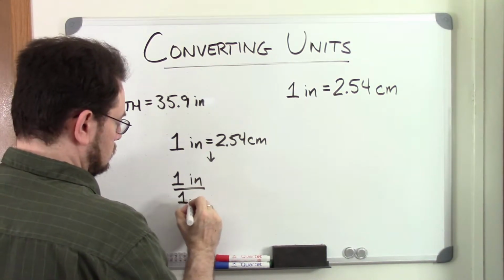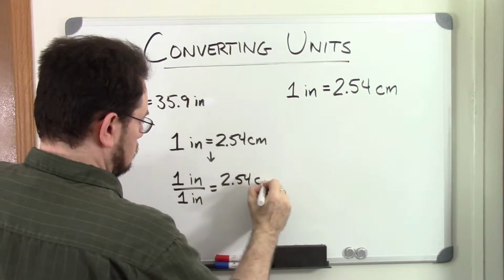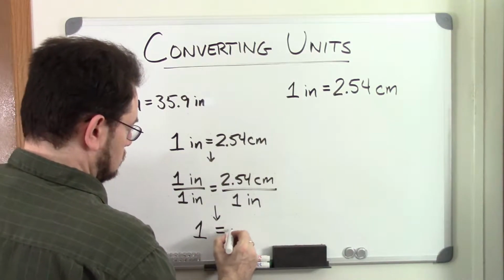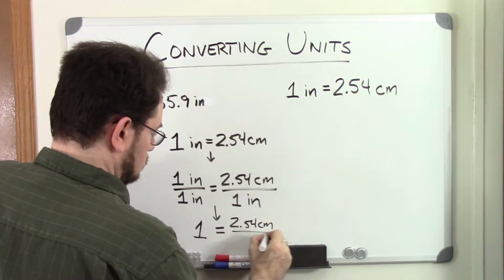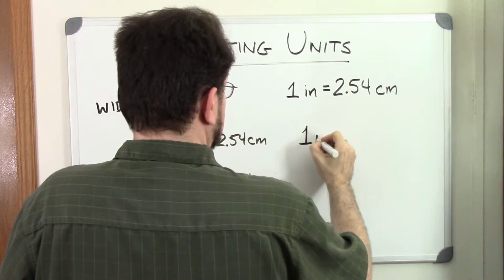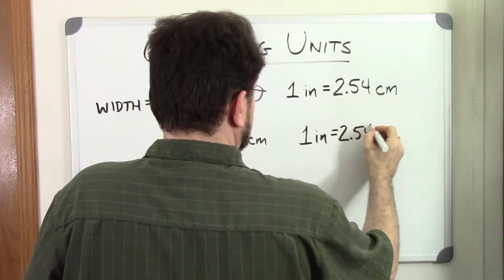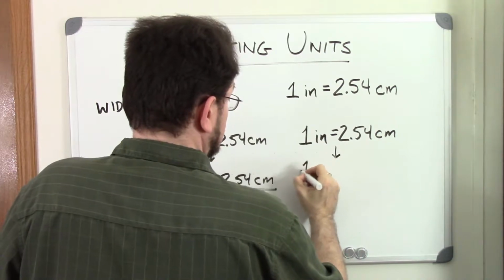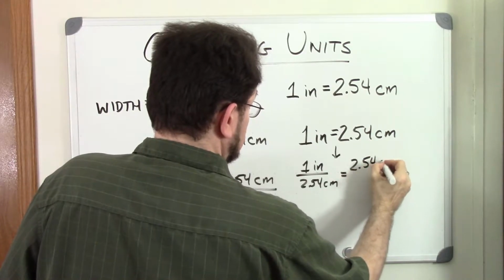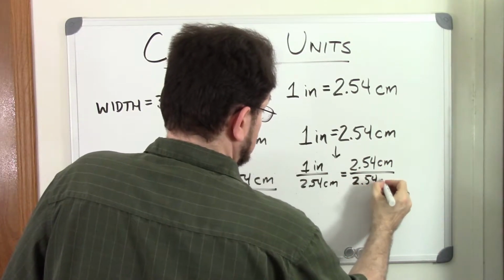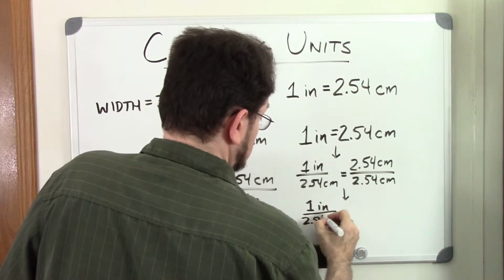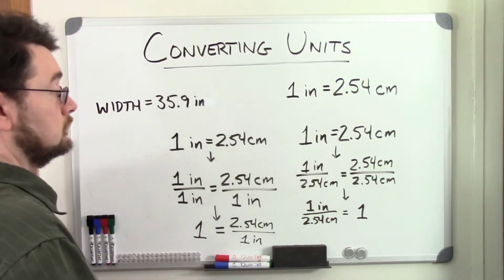If we divide both sides of a valid equation by the same thing, as long as that thing isn't zero, we get another valid equation. So first, let's try dividing both sides by 1 inch. We get 1 inch over 1 inch equals 2.54 centimeters over 1 inch. Any non-zero thing divided by itself is 1, so we get 1 equals 2.54 centimeters over 1 inch. If we took the original equation and instead divided it by 2.54 centimeters, we'd get 1 inch over 2.54 centimeters equals 2.54 centimeters over 2.54 centimeters equals 1.